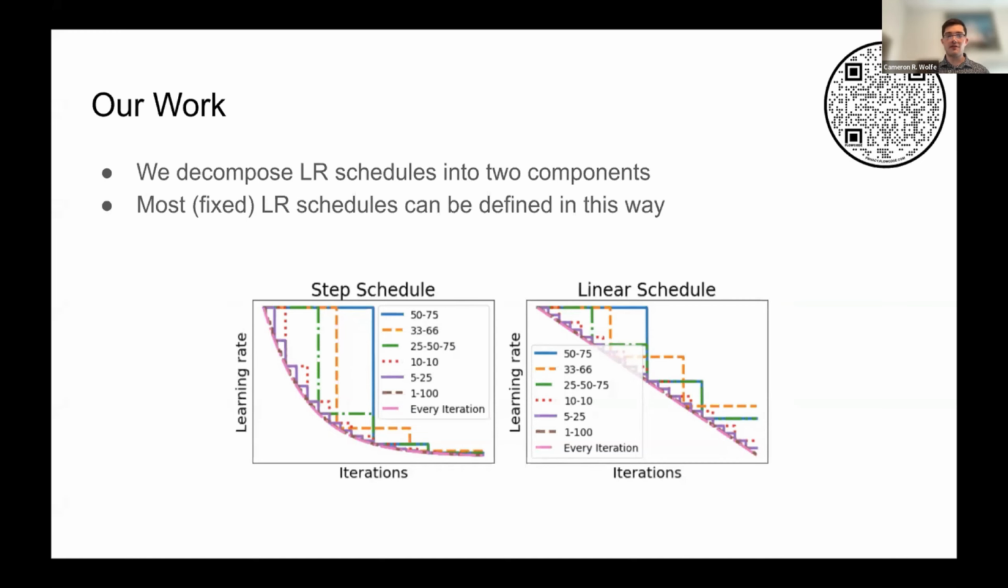But really, if you think about most fixed learning rate schedules, this might not include things like decay on plateau or more exotic strategies, but most fixed learning rate schedules can be defined in this way by just taking a profile and then defining a sampling rate. If we have some kind of fixed learning rate schedule, we can probably define it in this way.